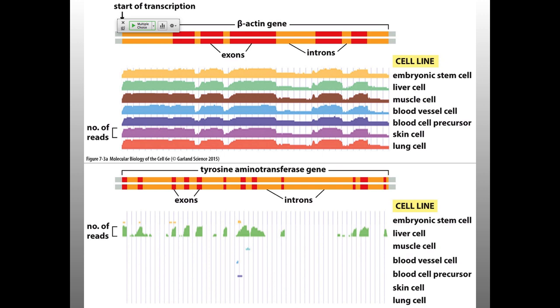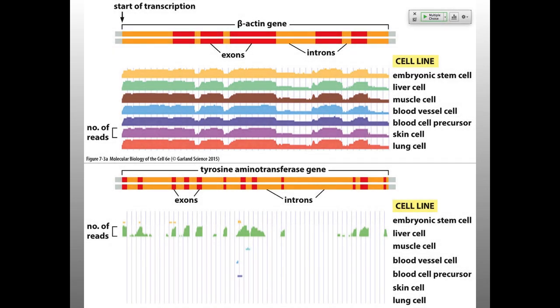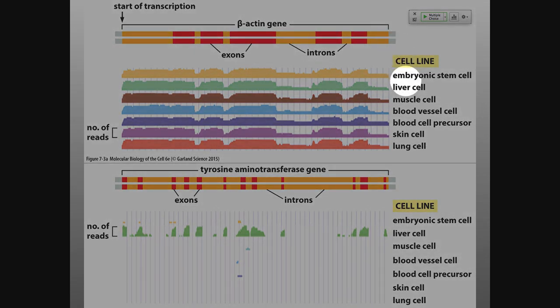So we talked a little bit about the process of RNA-seq, or looking at RNAs inside of cells. This is another example of that. Two different genes. One of those genes encodes a protein that is present in all cells all the time, beta-actin, which is part of the cell cytoskeleton. Anywhere you look at any of these different kinds of cells, you see lots of beta-actin RNA.